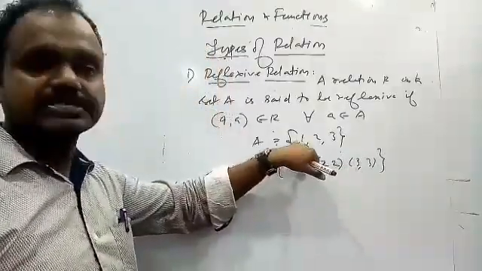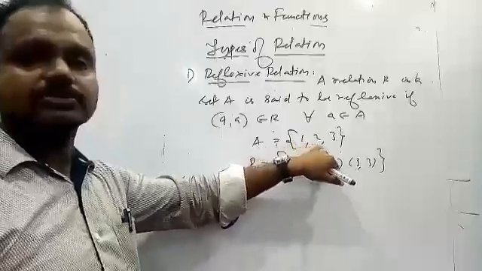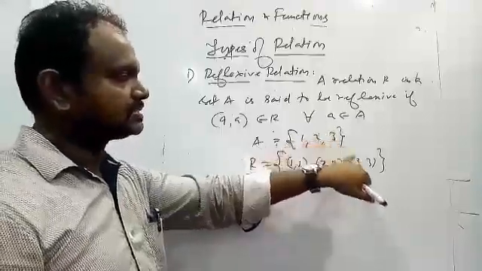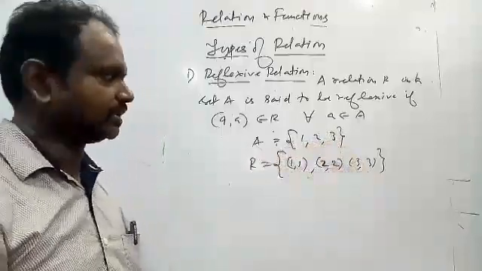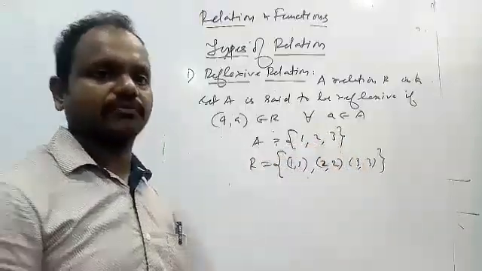That means if 1 is there, you should be having 1 comma 1, if 2 is there you should be having 2 comma 2, and if 3 is there, you should be having 3 comma 3. So such type of relation is known as a reflexive relation.